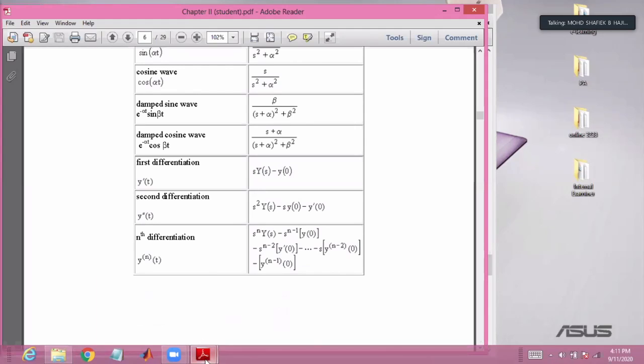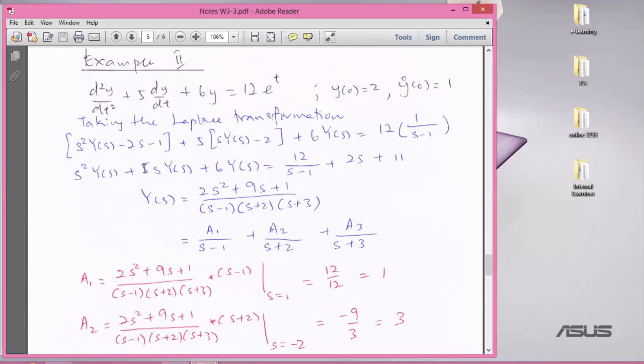Okay, so now you take the Laplace transform of the second derivative, s squared multiplied by Y of s minus s y of 0. y of 0 is 2, given here. The initial condition is y of 0, minus y dot of 0, the derivative of y at 0, so minus 1. So this term here comes from the initial condition.